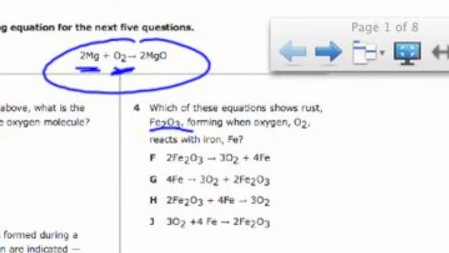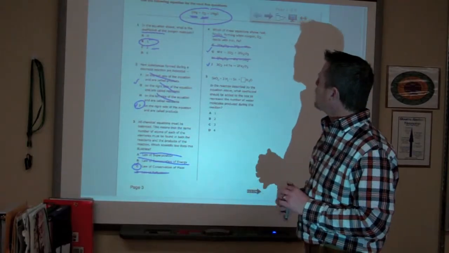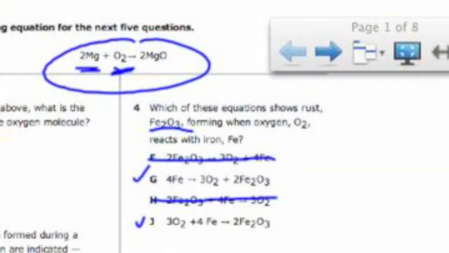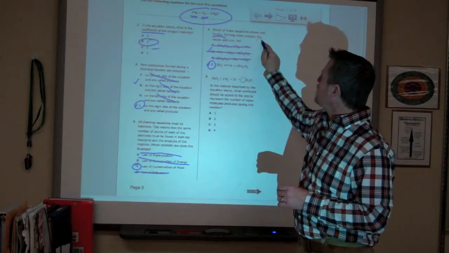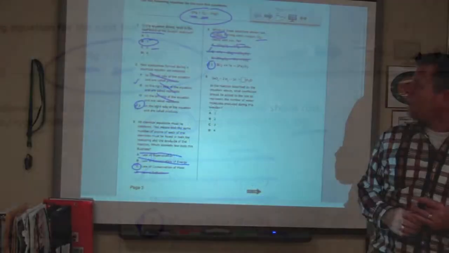Does F show that? No. Does G show that? Yes. Does H show that? No. Does J show that? Yes. So then it says when it reacts with oxygen, O2, with iron, Fe. So does G show a reaction with both oxygen and iron on the left side? No. Because it also shows oxygen as a product. That's not what it is. J: 3O2 plus 4Fe yields 2Fe2O3. Yes, that's it. So these were the reactants, and Fe2O3 was the product. Any questions there?